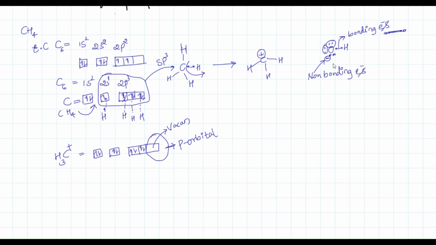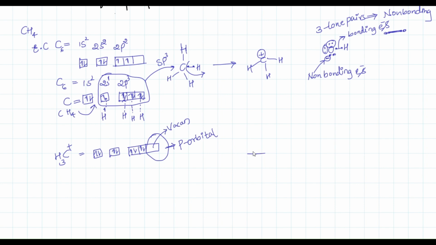In OH minus, how many pairs are there? 3 lone pairs were there. They are non-bonding electrons. Now we can write the HOMO and LUMO.